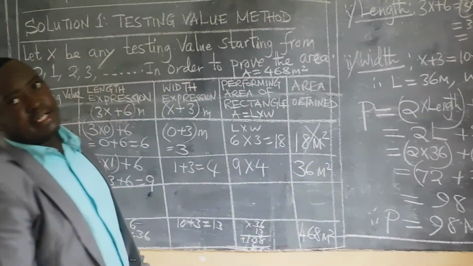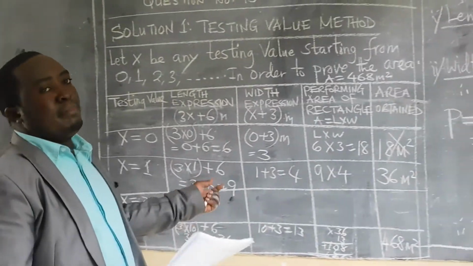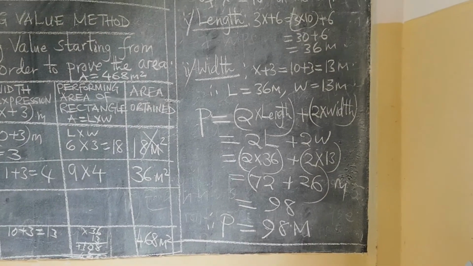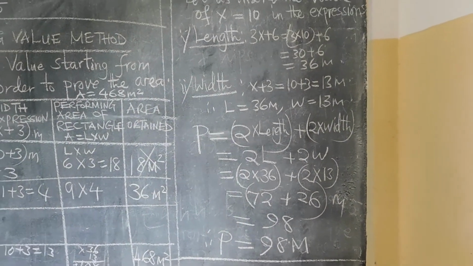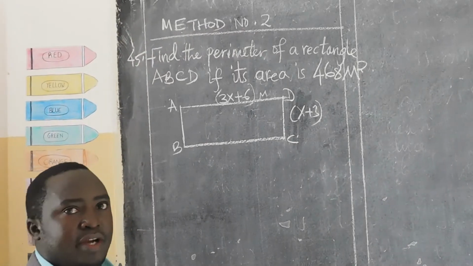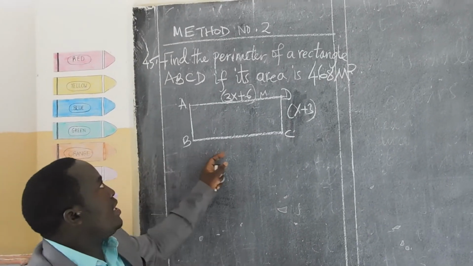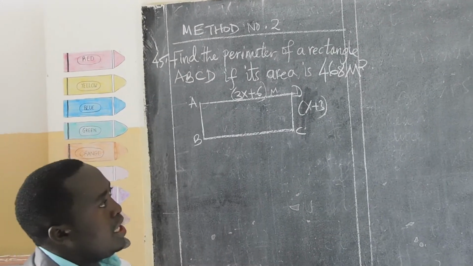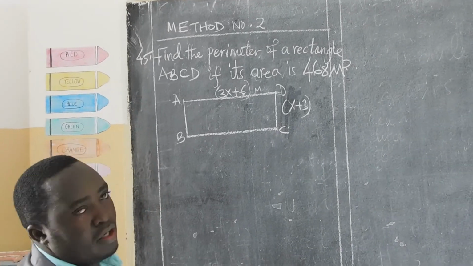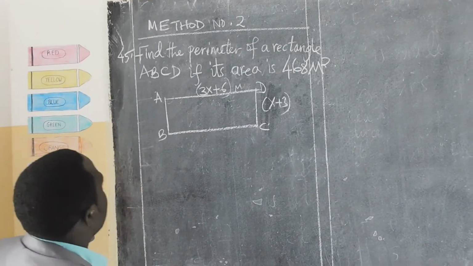Thank you. That was solution number 1. Let us now move to solution number 2. Welcome, dear children, let us now continue to see method number 2 on how to calculate question number 45. This is the second method.